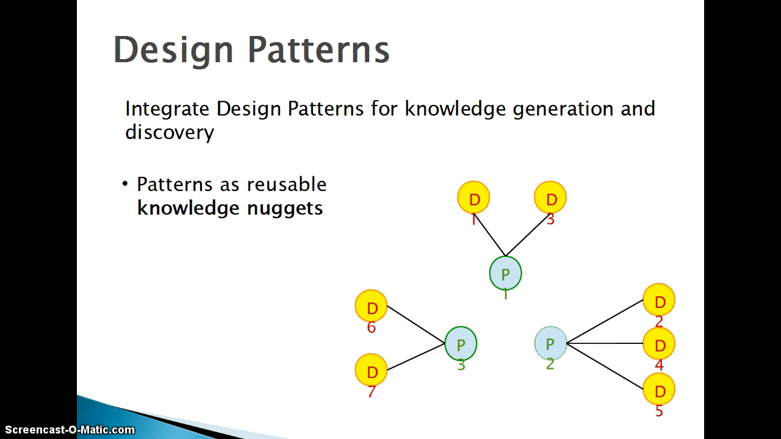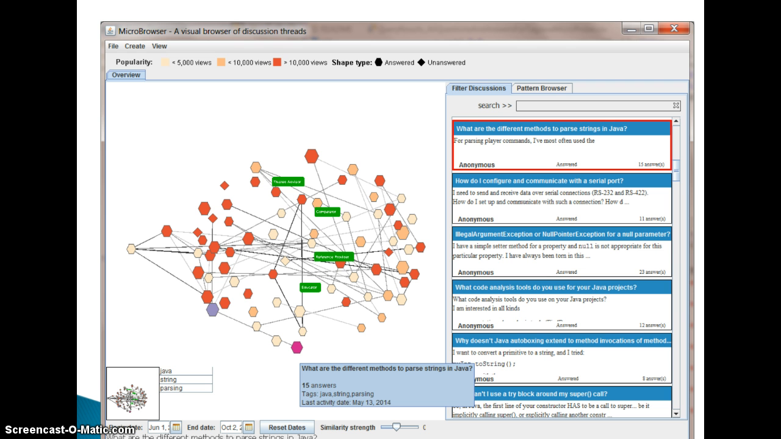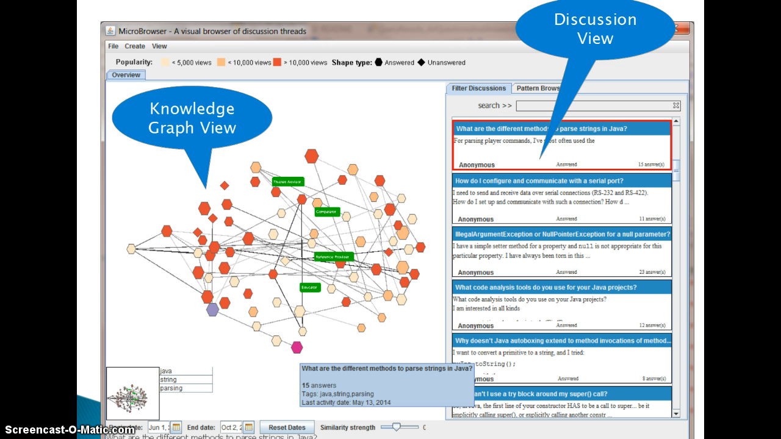The pattern nodes serve as insightful, reusable knowledge nuggets. Pattern nodes can be associated with each other to create a pattern language. The pattern nodes also provide the context and actual example of reusable knowledge by the connection with corresponding discussion nodes in the knowledge graph. MicroBrowser has three main components: the knowledge graph view, the discussion view, and the knowledge timeline.